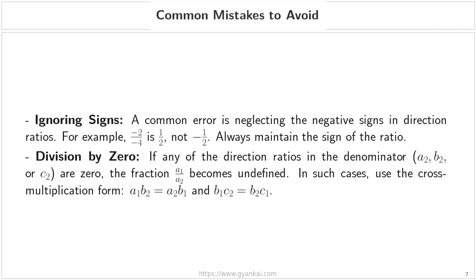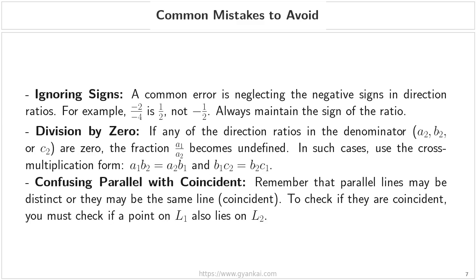Second, we need to address what happens when you encounter a 0. If any of the direction ratios in the denominator, that is, a sub 2, b sub 2, or c sub 2, are 0, the fraction a sub 1 divided by a sub 2 becomes undefined. In these specific cases, you cannot use the fraction method. Instead, you should switch to the cross-multiplication form. You will check if a sub 1 times b sub 2 equals a sub 2 times b sub 1, and similarly, if b sub 1 times c sub 2 equals b sub 2 times c sub 1. This allows you to verify parallelism without the risk of dividing by 0.